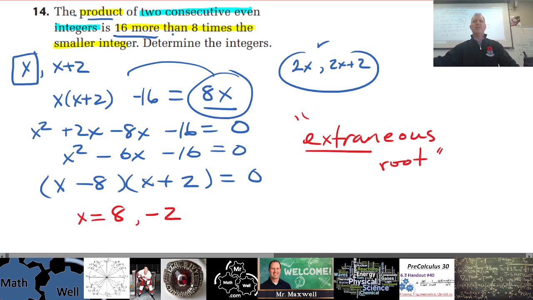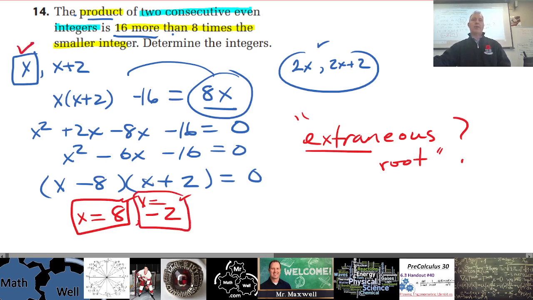The product of two consecutive even integers. It doesn't say anything about positive or negative, so are there any extraneous roots here? No. So that means that these are two options for x. Now, again, be careful, don't say, oh, the two even integers are 8 and negative 2. Done. No. X is 8 or x is negative 2. Those are the two options for just the x part.